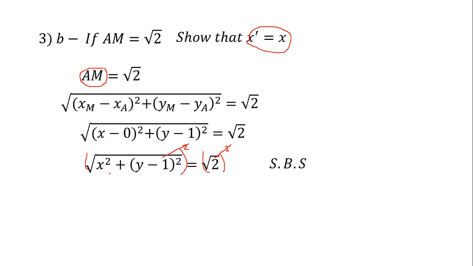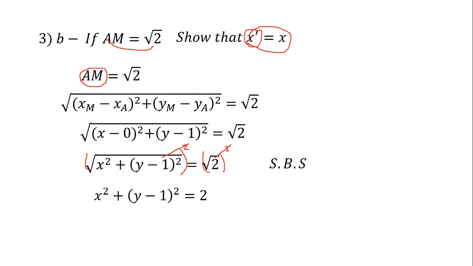We can say that x squared plus y minus 1 all squared is equal to 2. It is concluded from AM equal radical 2. So from AM equal radical 2, I was able to reach that x squared plus y minus 1 all squared equals 2. How to use the following relation in order to prove that x prime is equal to x.